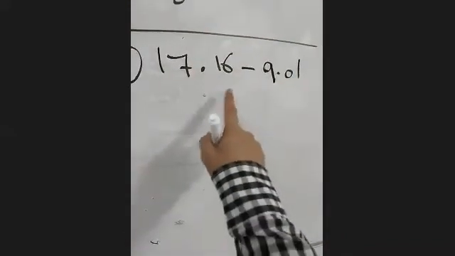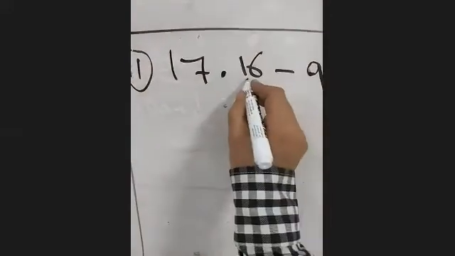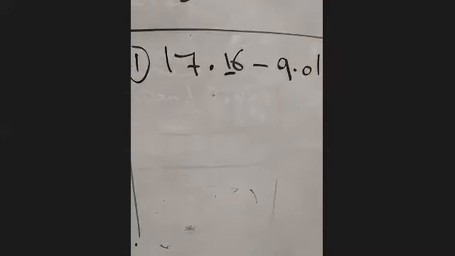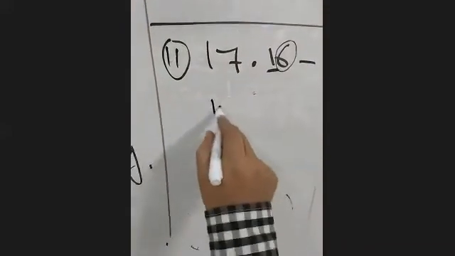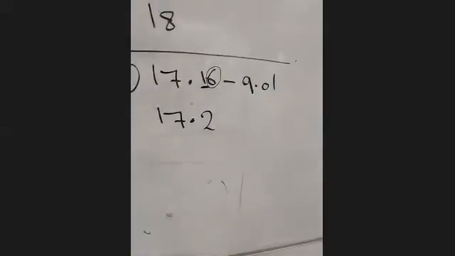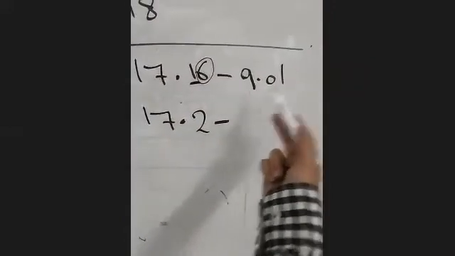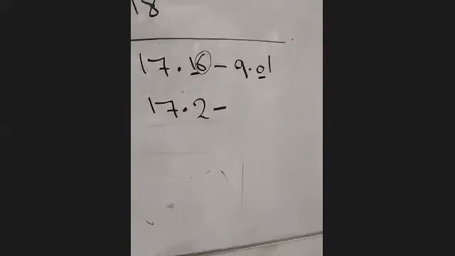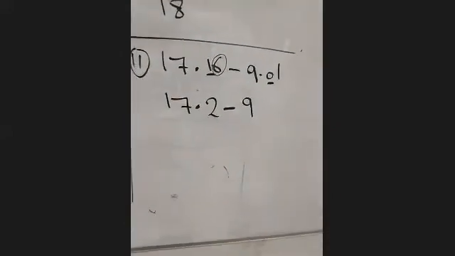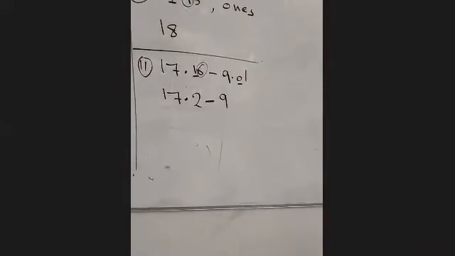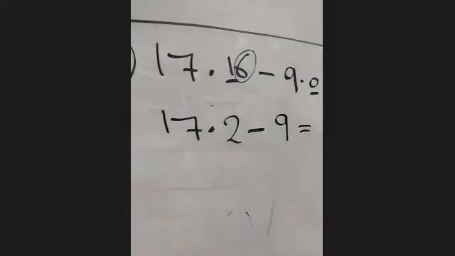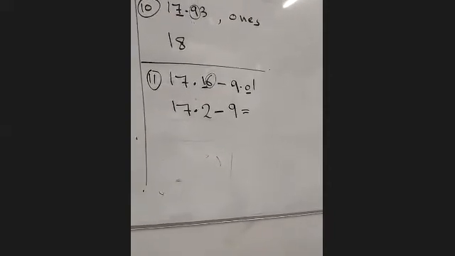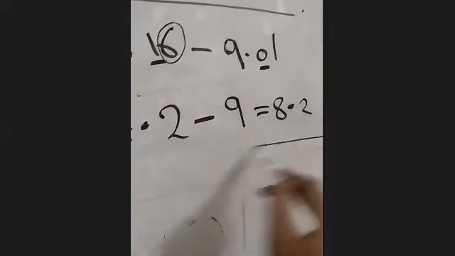Where is the tenths here? The 1, right? Round the 1. We see the one before it is 6. We round it to be 2. So it will be 17 point what? 2. Minus. Now where is the tenths here in 9.01? It will be 0. What will it be after rounding? 9.0. We write 9 only, right? Yes. 17.2 minus 9 is 8.2. This is question 11.